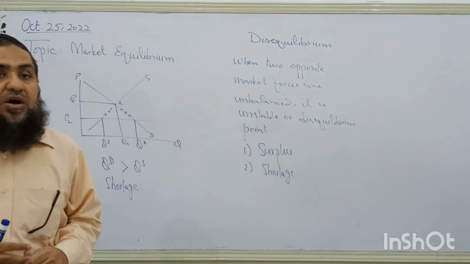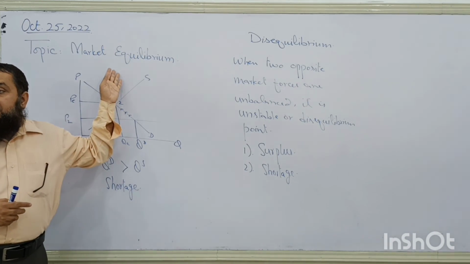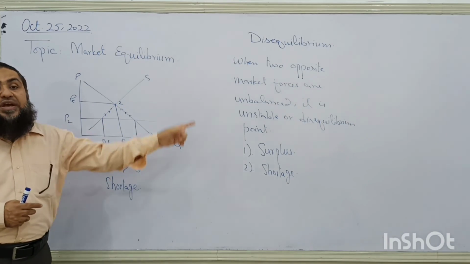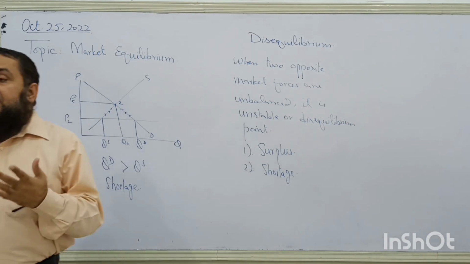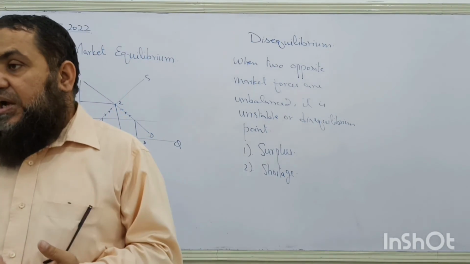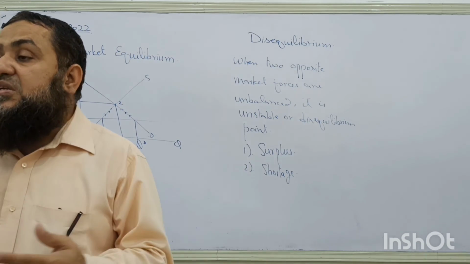So today we only studied what is meant by market equilibrium and whether this is a stable point or unstable, and we analyzed two things: a disequilibrium condition of surplus and shortage. And tomorrow we will change this equilibrium point by changing the demand and supply.